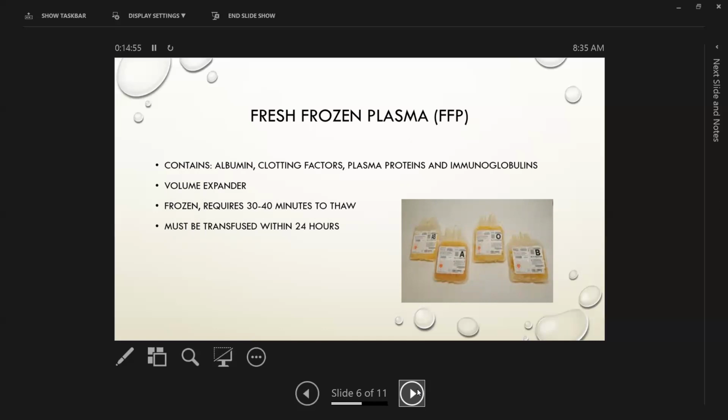It is frozen, just like the name says, fresh frozen. So it requires 30 to 40 minutes to thaw out in the blood bank. But it must be transfused within 24 hours of thawing out. So once they thaw it, it's got to be used within 24 hours.